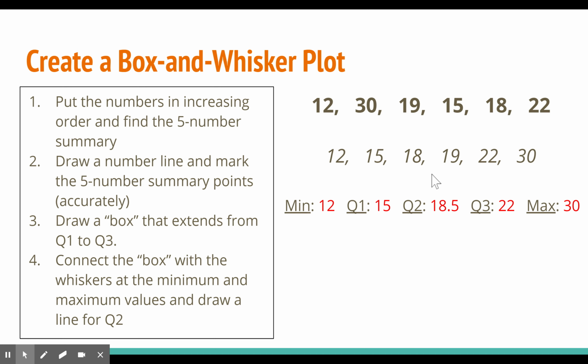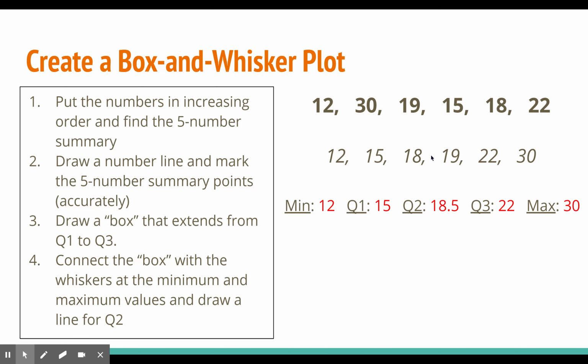Now, if you draw that line down the middle of our data set, the middle of our first group of 3, 12, 15, and 18, that's 15, which is why that's Q1. Over there on the right, the middle of those 3 data points, 19, 22, and 30, is 22. Our minimum is 12, our maximum is 30, and now it's time to create our box and whisker plot.